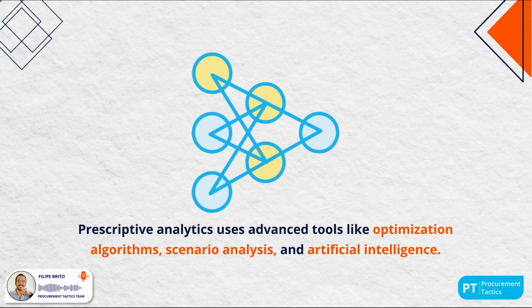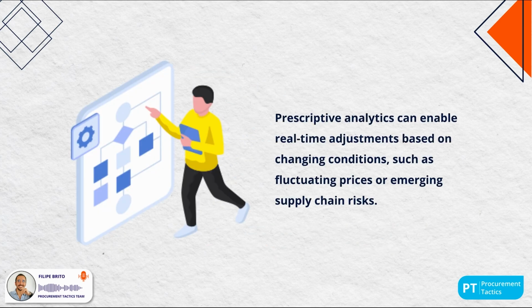Prescriptive analytics uses advanced tools like optimization algorithms, scenario analysis, and artificial intelligence. These tools analyze multiple variables and constraints to suggest the most effective actions. For instance, in supplier selection, prescriptive analytics can identify the optimal mix of suppliers by weighting factors like costs, quality, and risk.